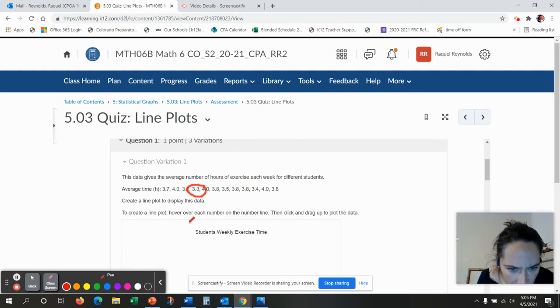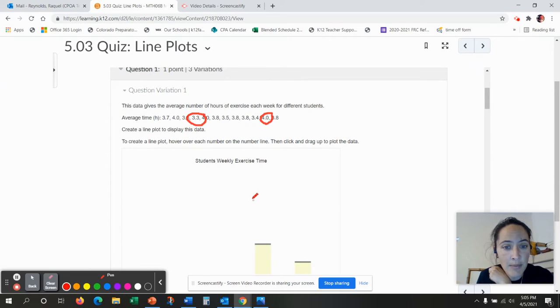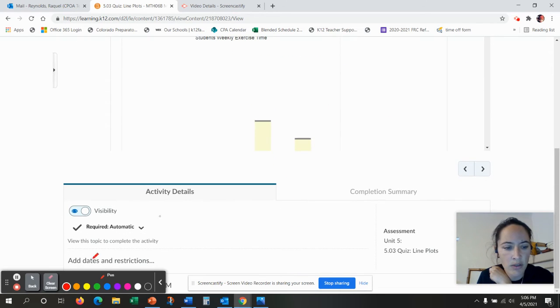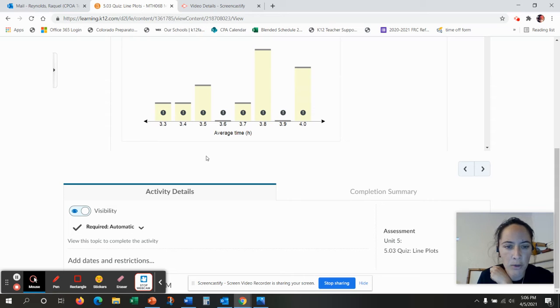And then where's the largest? I think 4 is the largest. So you could do that, but line plots let us make it visual. Look at this. That's pretty cool, right? Let me go back.